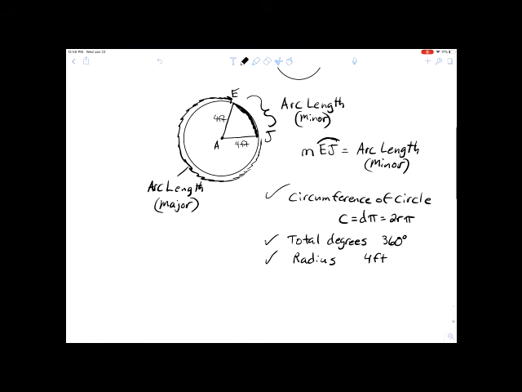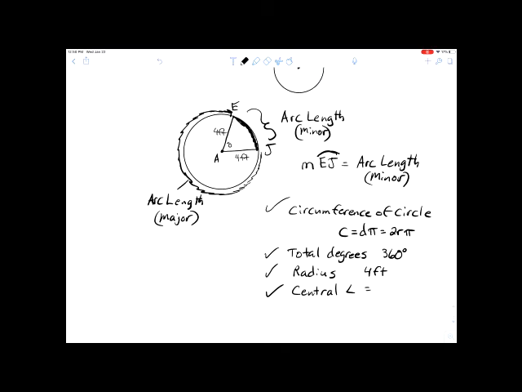And the last thing that we're going to need to know to find the arc length, the minor arc length, we're also going to need to know the central angle. And in this case, let's say it is 81 degrees. These 4 things are going to help us find the distance between E and J.